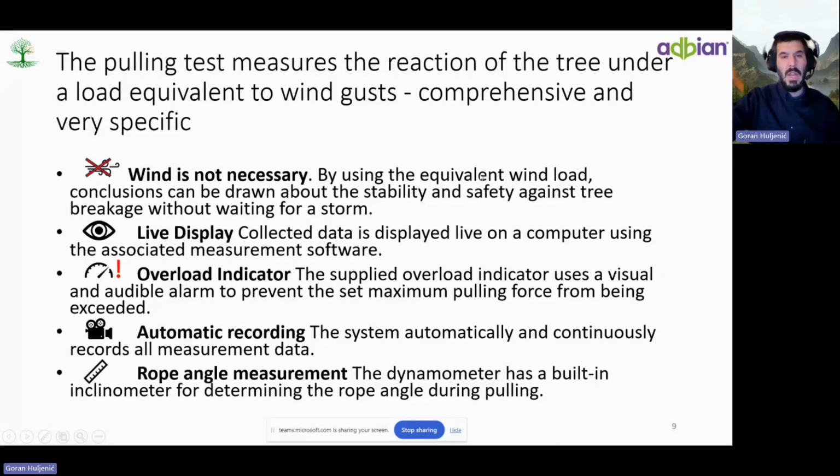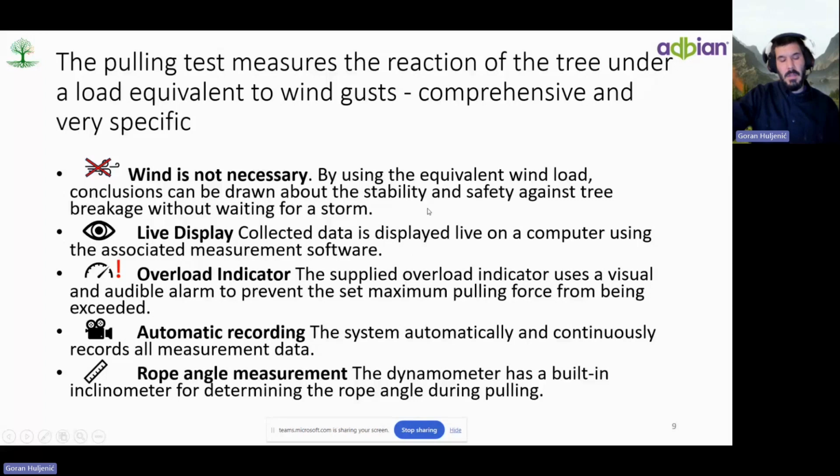We have a live display of collected data on our computer and in the associated measurement software. We always get asked, what if you overload the tree? What if you uproot the tree? This is not possible. With the live display, we have an overload indicator and even a sound telling us if we are putting too much force on the tree.